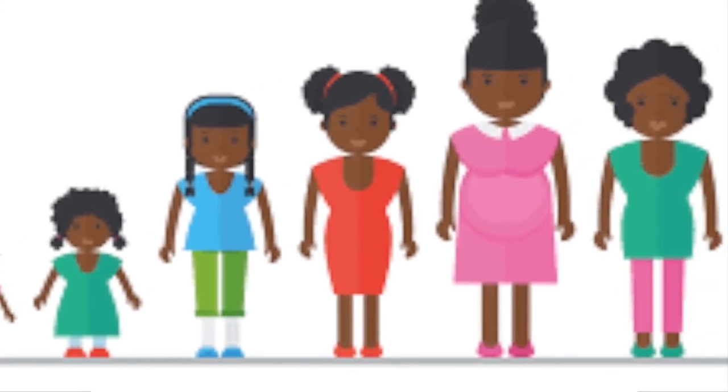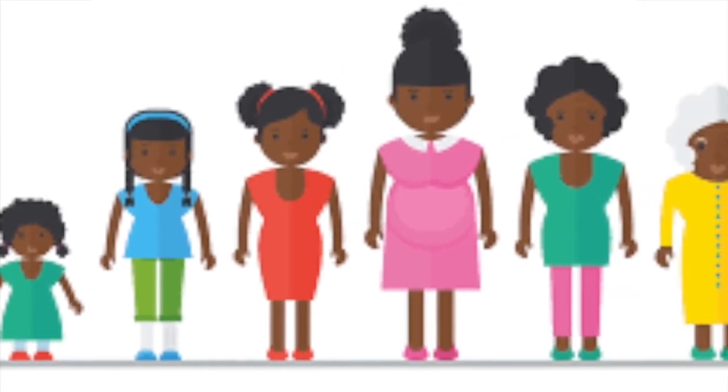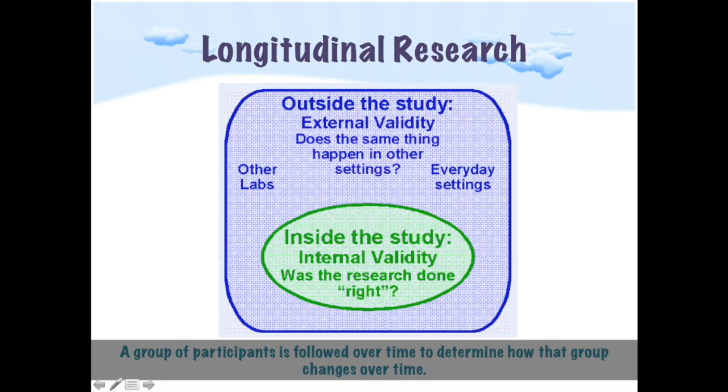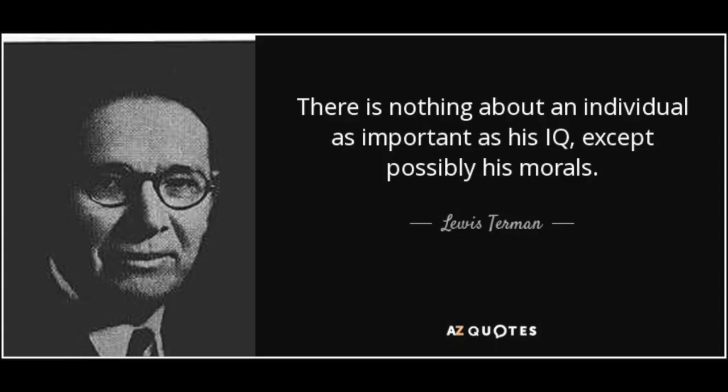Lewis Terman and Terman's termites is one of the most popular examples of longitudinal studies, and this was the one where the researchers found children that had IQs over 140 and studied them their entire life in order to test the research hypothesis that people with high IQs are socially awkward. And of course, they found that that was not the case.